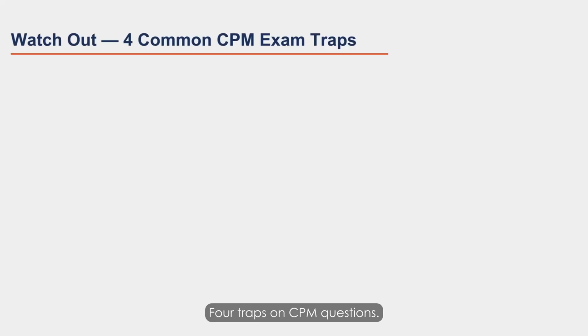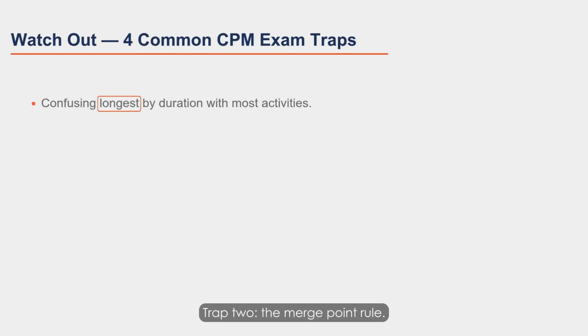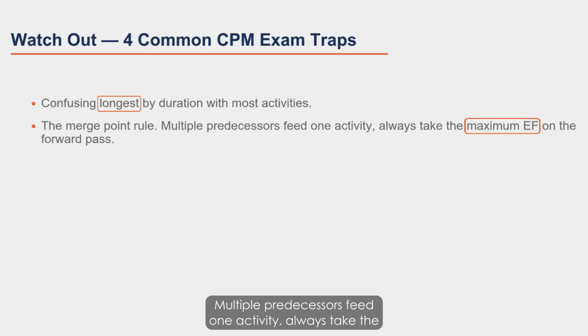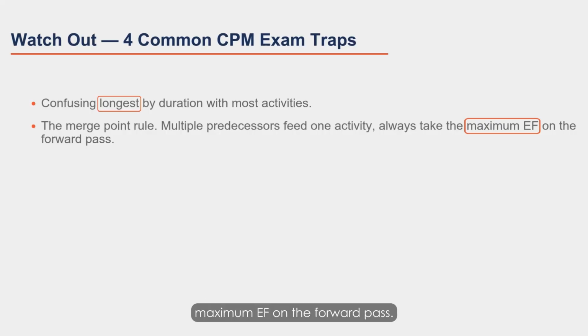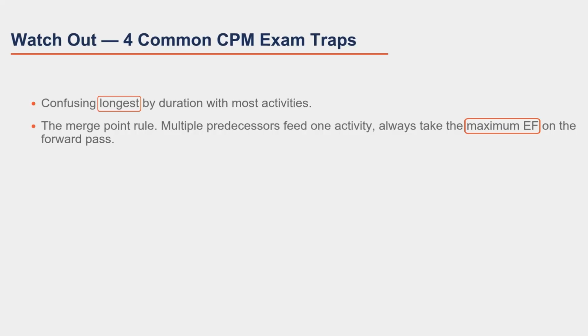4 traps on CPM questions. Trap 1, confusing longest by duration with most activities. Critical path is longest by total duration, not by activity count. Trap 2, the merge point rule. Multiple predecessors feed one activity, always take the maximum EF on the forward pass. Missing this makes everything downstream wrong.